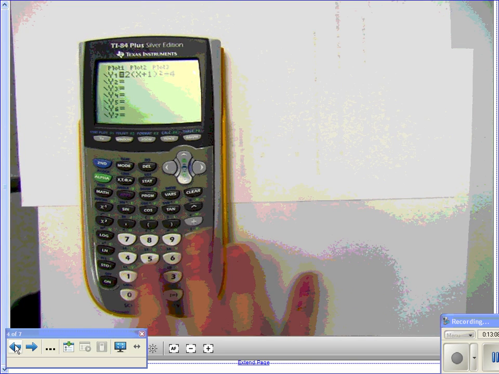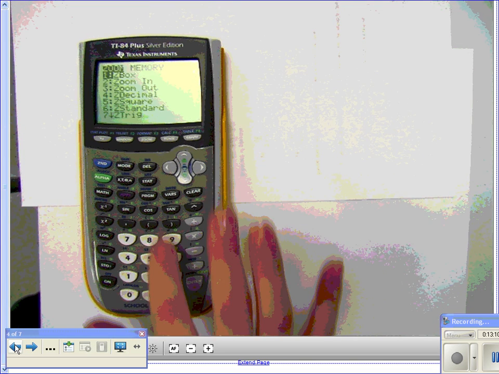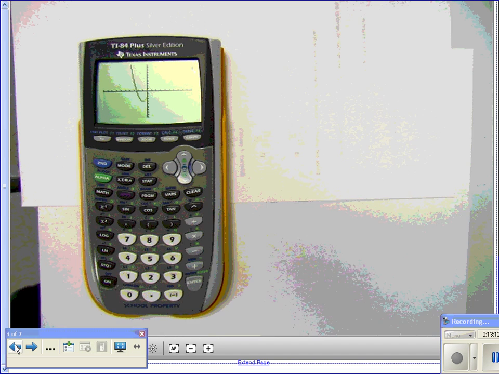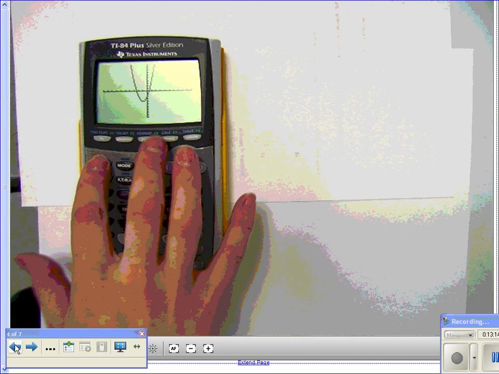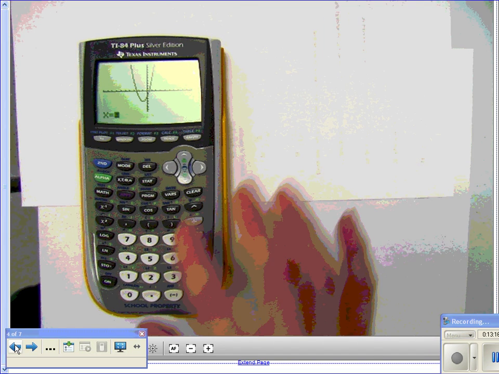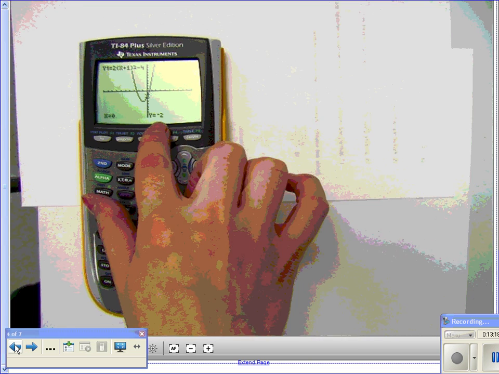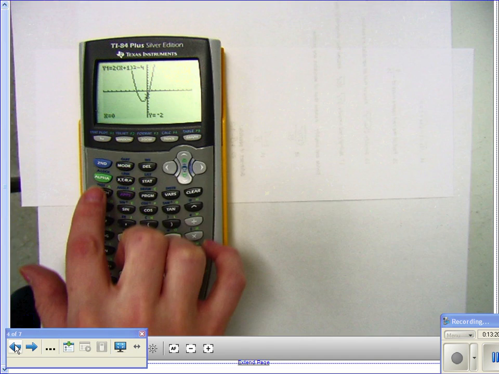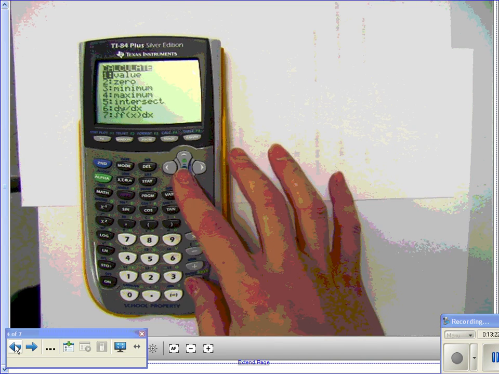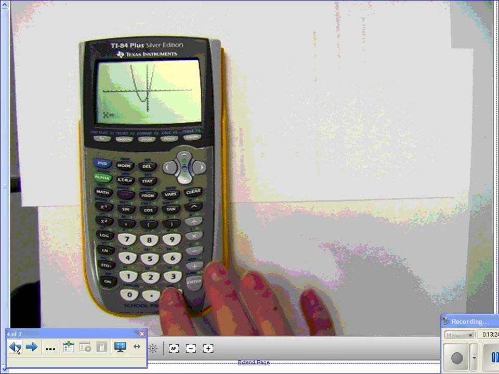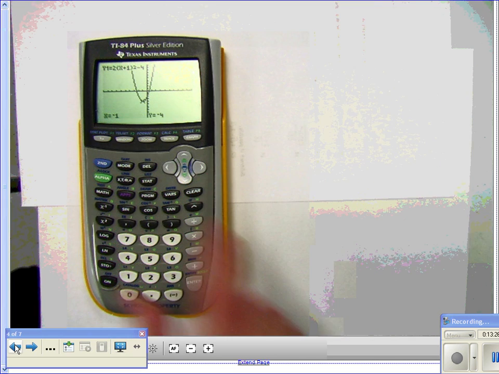So if I go to zoom 6 or just hit graph, because we already did zoom 6, I can check my values. So second trace value, if I do 0 for x, notice I get my y-intercept's -2, which is helpful. And if I do second trace again, I'm going to do my vertex and check. So -1, -4, notice it's the lowest point in our graph.